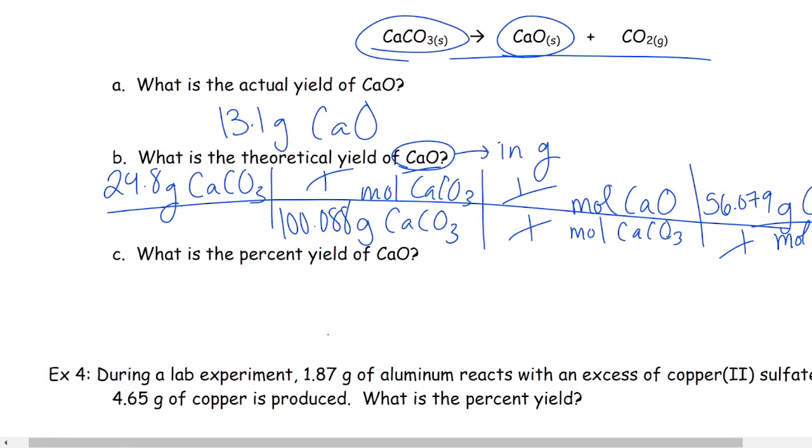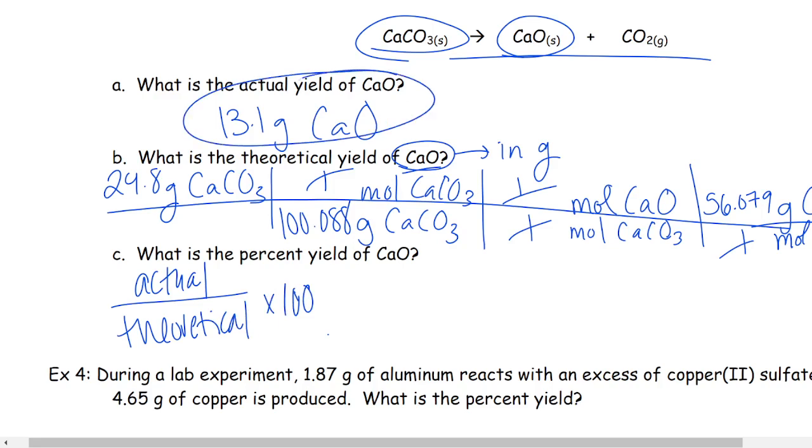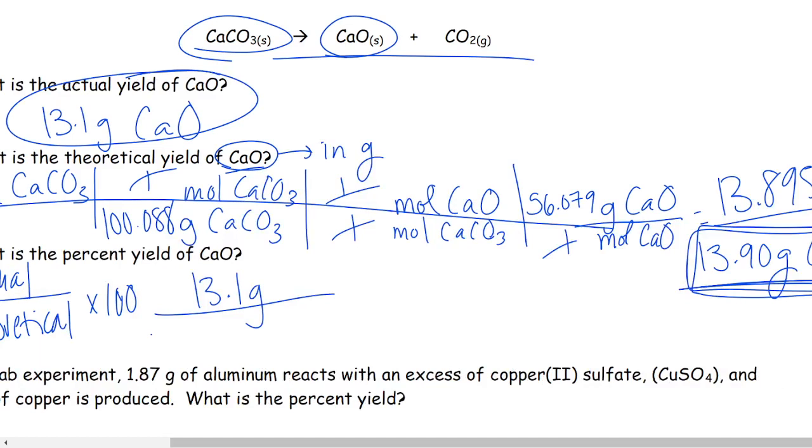And now for percent yield, I still need to take my actual divided by my theoretical, and then I multiply by 100. And so I would take my actual yield of calcium oxide, so 13.1 grams, divided by my theoretical yield of 13.9 grams. And then I multiply that by 100. So 13.1 divided by 13.9. And then yes, definitely. Yep.